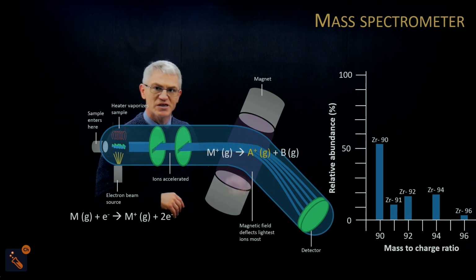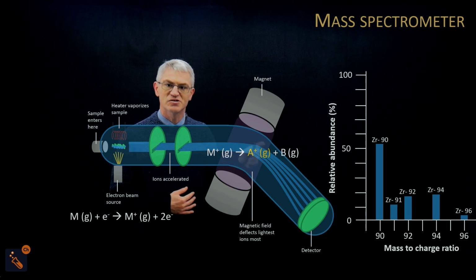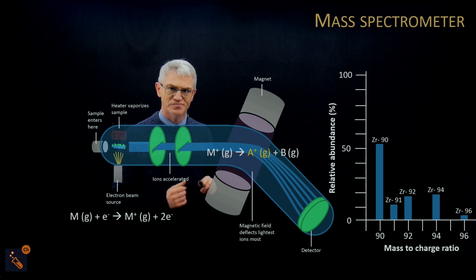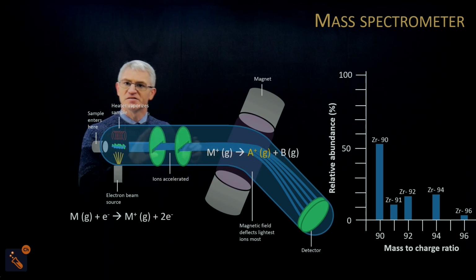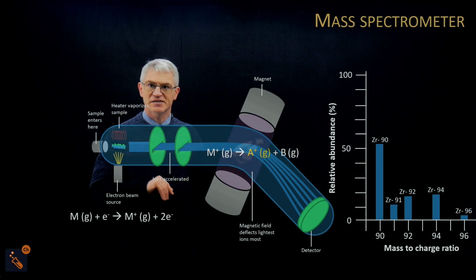Now, important thing is we only detect the positive ions. That is it. We don't detect the neutral ones. Okay? They just hit the detector and nothing is detected. But we do detect the positive ones.